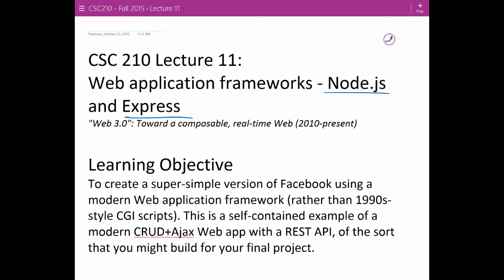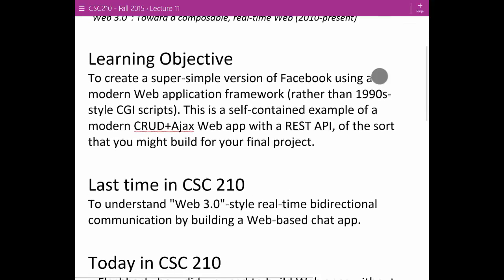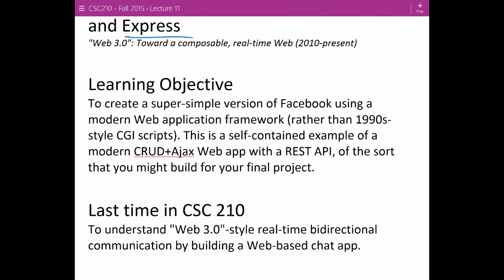And the learning objective today sounds a bit long, but this is actually pretty comprehensive. This is for today and tomorrow as well, which is to create a super simple version of Facebook, yet again, this time using a modern web application framework rather than the 1990s style CGI scripts that you've seen in the beginning part of the class. And this is important because this is a self-contained, simple example that actually illustrates this modern CRUD plus AJAX web app concept with a REST API, which is what you just learned 2 lectures ago.